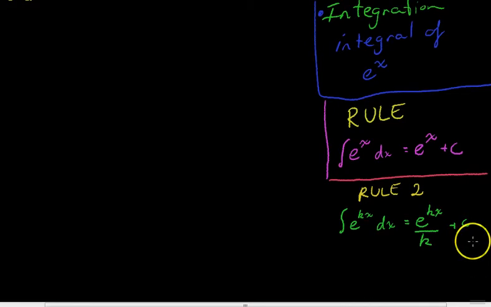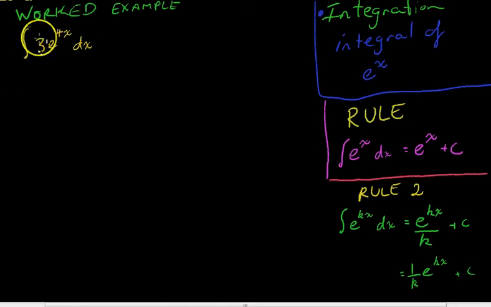Just so that you don't get confused, there's also another interpretation of this rule. Same idea though. e to the kx times 1 on k. So 1 on k, e to the kx plus c. They're the same thing, obviously. So you can use this rule here, or you can use this rule here. Matter of personal preference. So here's our fairly straightforward worked example here.